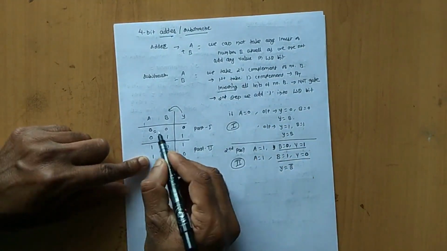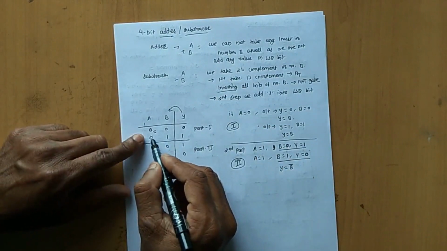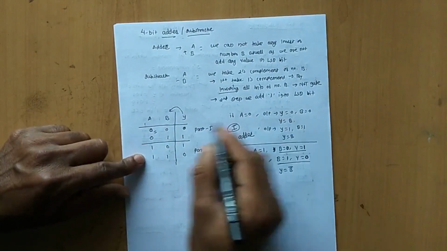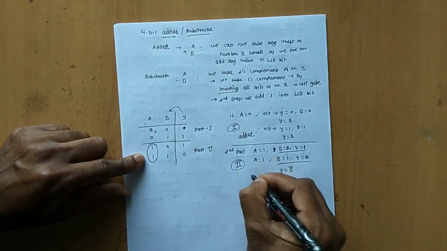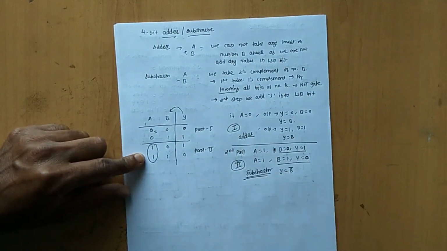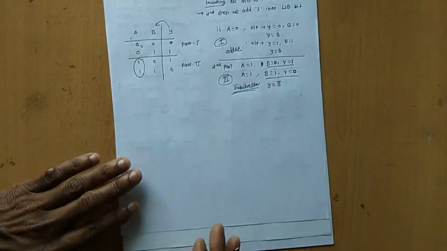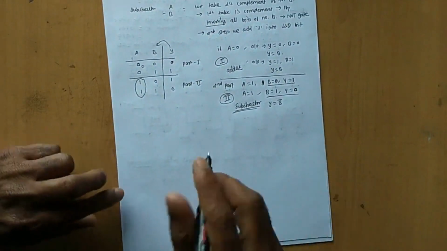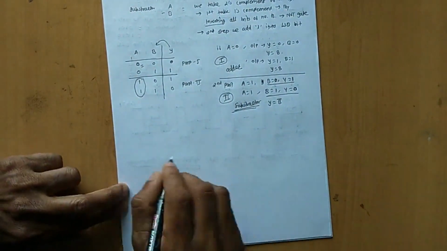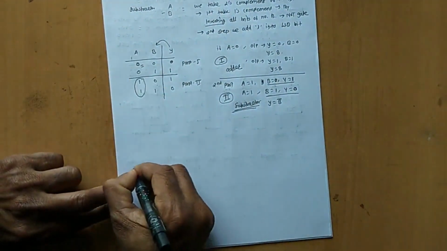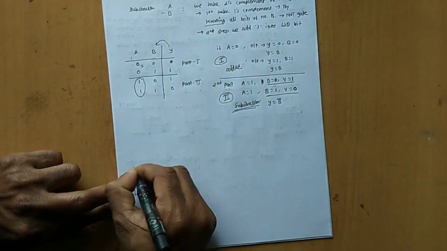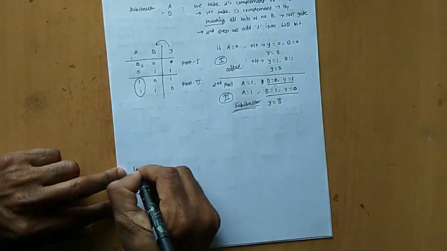So by implementing this logic, by putting A equal to 0, we can implement the adder in the same circuit, and by putting A equal to 1, we can implement the subtractor. And what about the LSB? We'll see what we have to do for the LSB. First, draw the block diagram of the 4-bit adder as well as subtractor. We need 4 full adders.